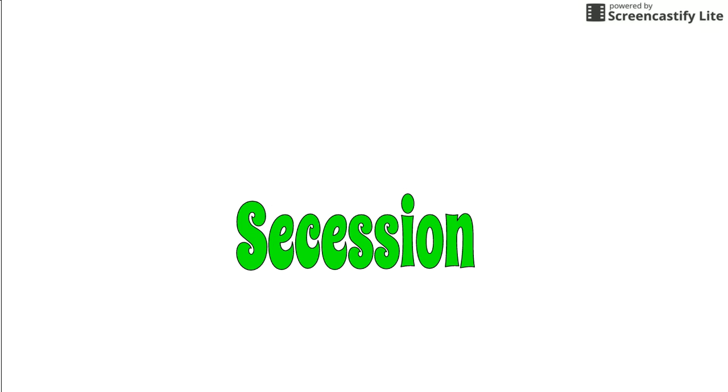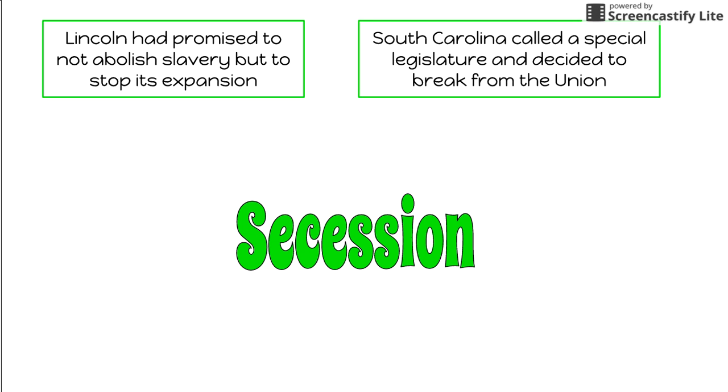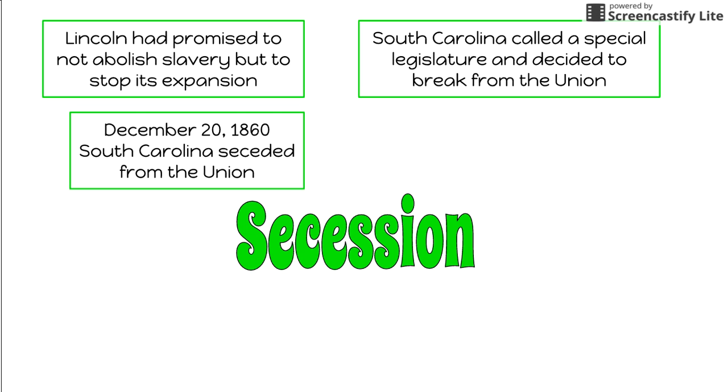And so South Carolina actually calls a special legislature to decide what they're going to do. Lincoln, throughout his campaign, had promised that he was not intending to abolish slavery, but what he wanted to do was stop its expansion throughout the United States. So, in this emergency legislature, South Carolina debates whether or not they're going to break away from the Union, which eventually they decide. On December 20th, 1860, South Carolina officially secedes or breaks away from the Union.